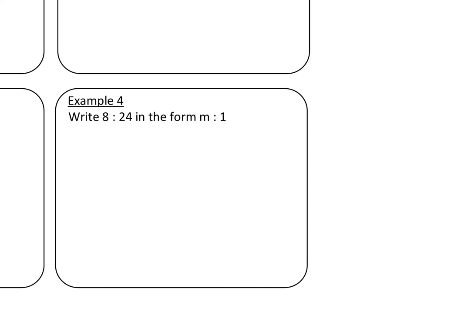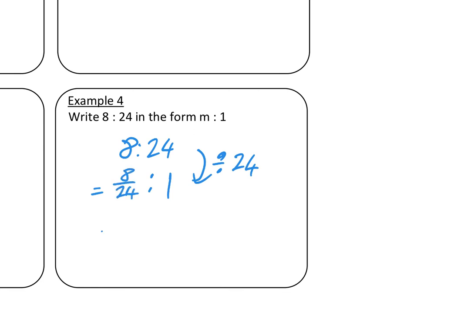Example 4, we have 8 to 24, and we want to get it in the form m to 1. So the 1 is on the right hand side. So 24 divided by 24 gets you down to 1. So we'll just do 8 over 24, and that 8 over 24 is 1/3. So it is 1/3 to 1. I would leave it as 1/3. That is the nicer way to leave it, as opposed to writing it as 0.3 recurring, or maybe 0.33 to 2 decimal places. So 1/3 is a much more accurate answer.